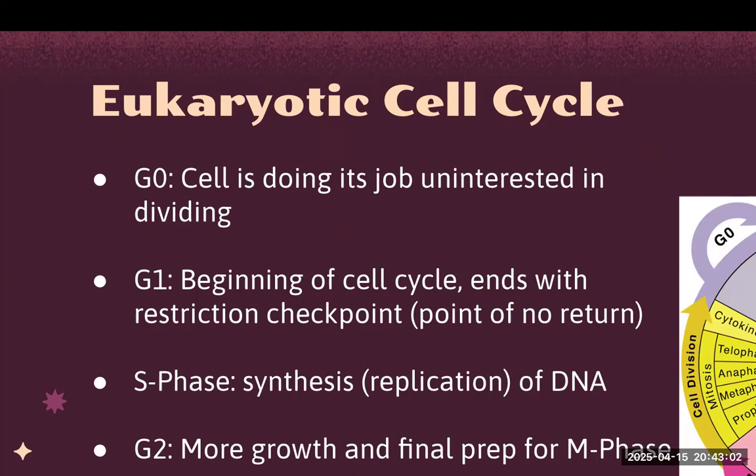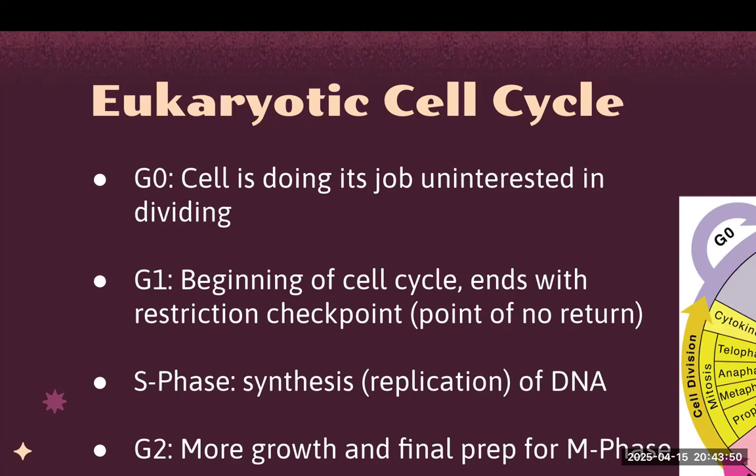G1. Beginning of the cell cycle, ends with the restriction checkpoint, the point of no return. What do I mean by the restriction checkpoint? Until a growing cell gets to the restriction checkpoint, it's got some commitment issues. It's like a little situationship with the cell right now. We don't really know if it wants to commit. It gets to the restriction checkpoint, and if it gets through, we're doing this. We're going into S phase. We're doing replication, the whole thing. S phase, synthesis, DNA replication. G2, G stands for growth, more growth and the final prep for M phase. M phase is where chromosomes are divided into new cells.